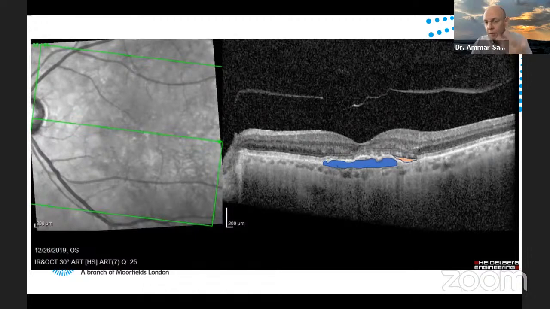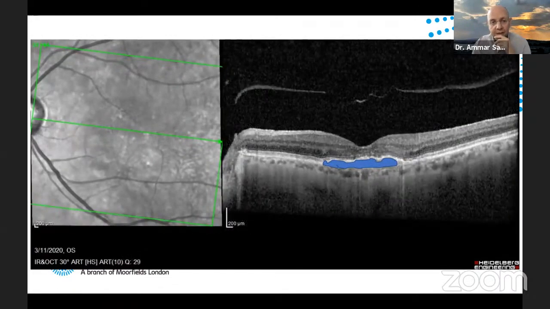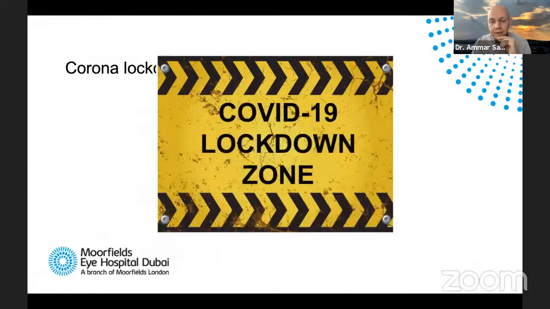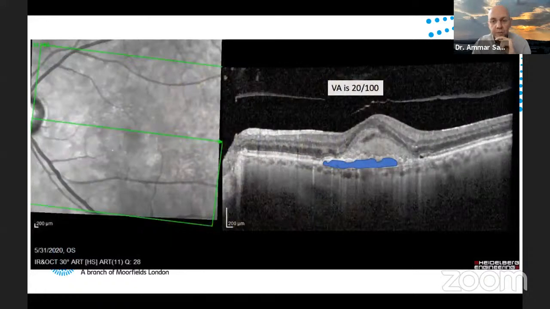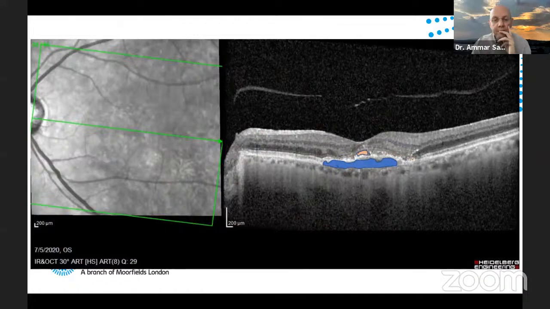I got used to seeing it always, and when I made this slide and reviewed it, I really looked at the fact that it never changed with all of these injections we've been giving him. Then we went into the lockdown for a couple of months, as you know, here in Dubai. Then the patient comes in, unfortunately, with a drop in vision and a significant amount of fluid, as you can see here, although that blue area remains the same. So at this point, I injected him, but this time with brolucizumab.